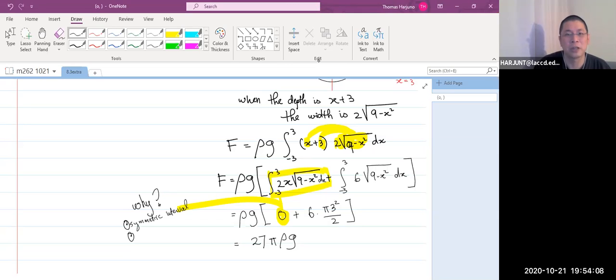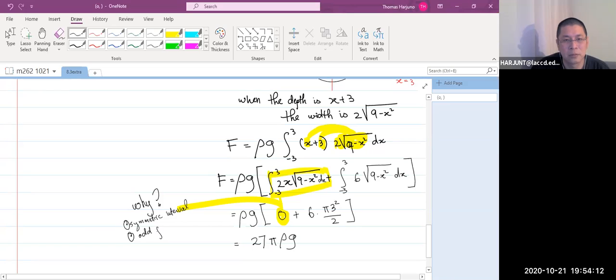Odd function, that's right. Because if that's an even function, you need to double it instead. Okay, so the reasoning is actually integral over a symmetric interval of an odd function.